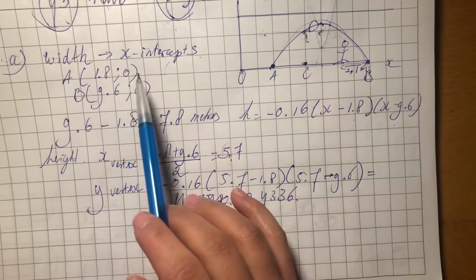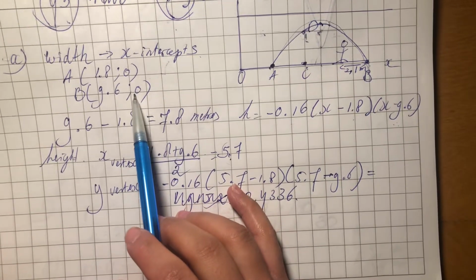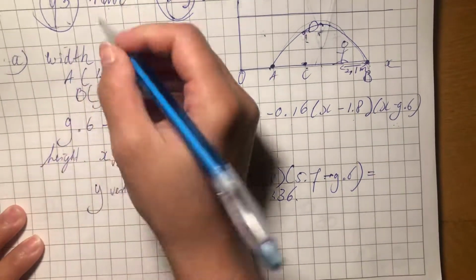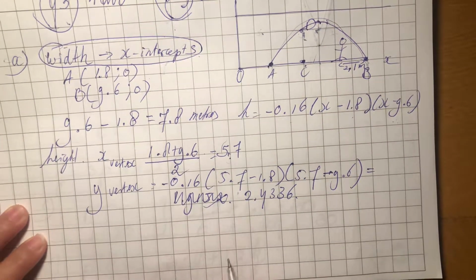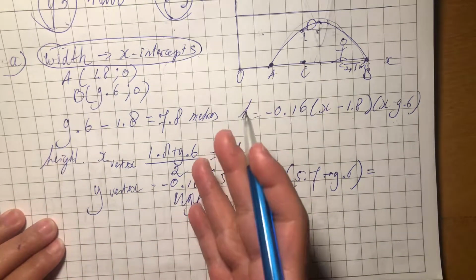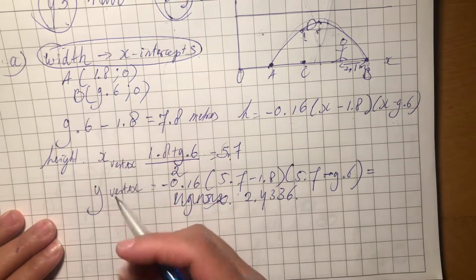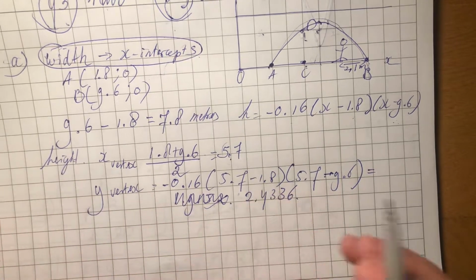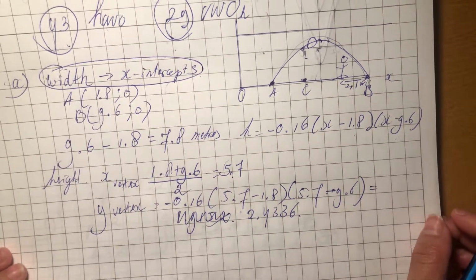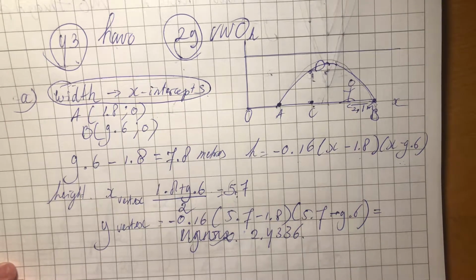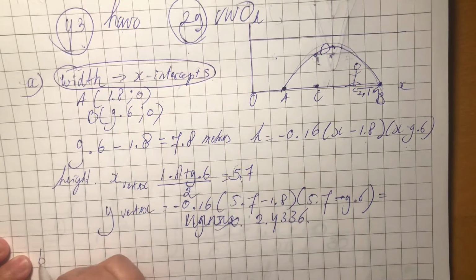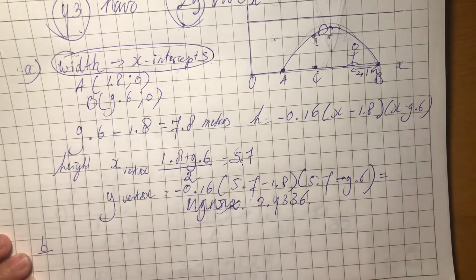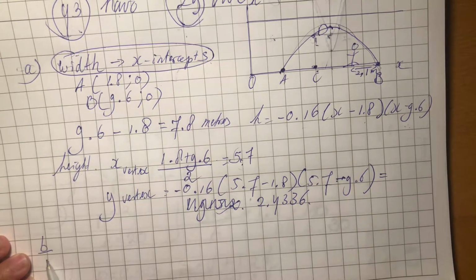So you use the x-intercepts to find the width. Yes, very important. The width, x-intercepts. And you use the way to calculate the coordinates of the top to find the height of the tunnel. Okay, let's go on. In another video, I think it's better to do it in another video, you will find B and C.